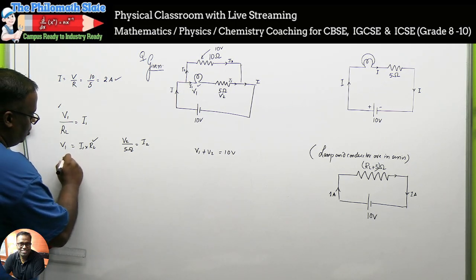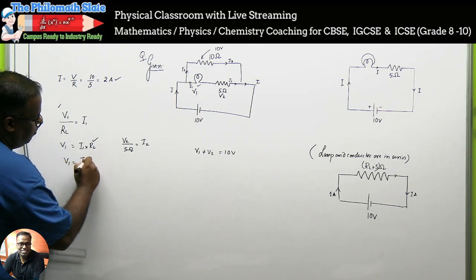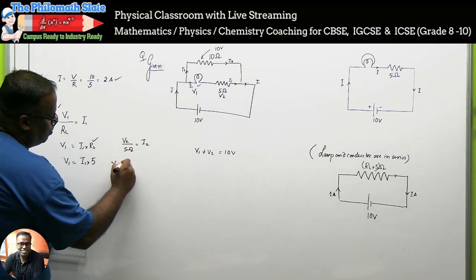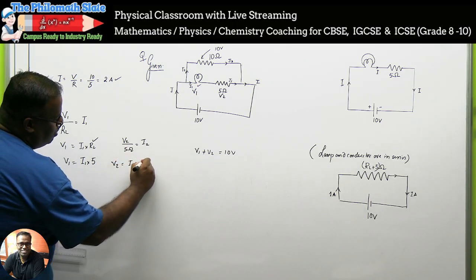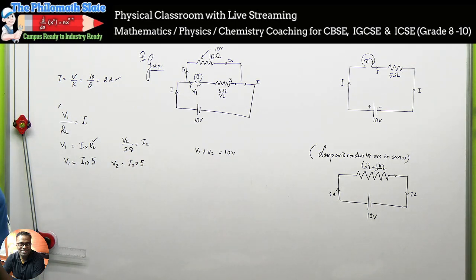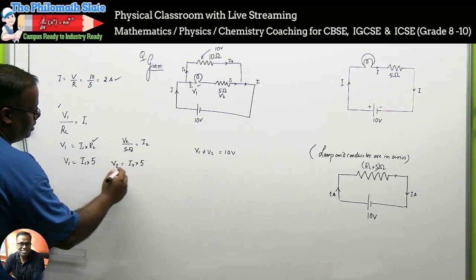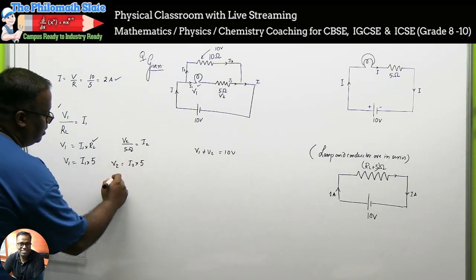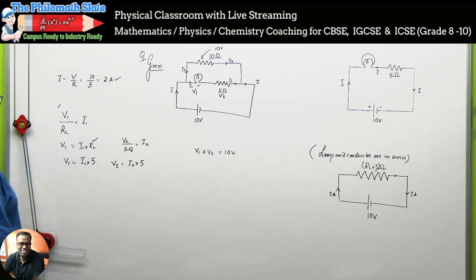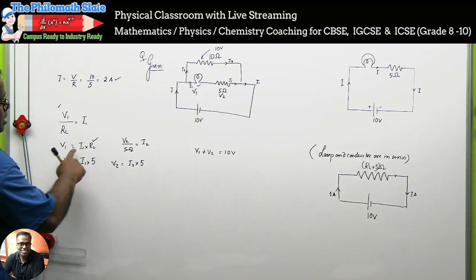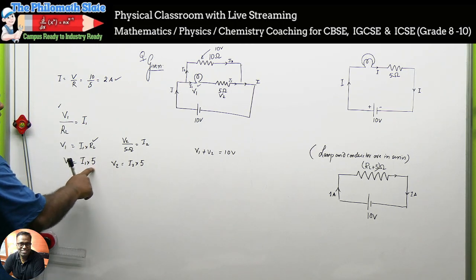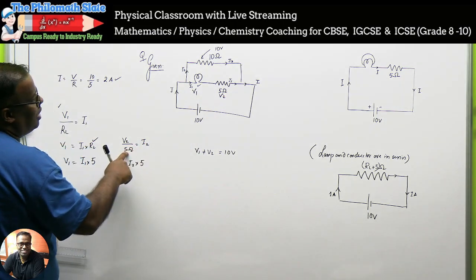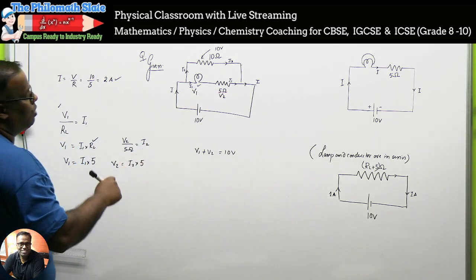So V1 is equal to I1 into 5 and V2 is equal to I2 into 5. So we need to get V1, right? So V1 is I1 into RL. RL is 5, we had calculated, and V2 will be here. V2 by 5 ohms, there's the drop here. This is also equal to, oh, this is I1.